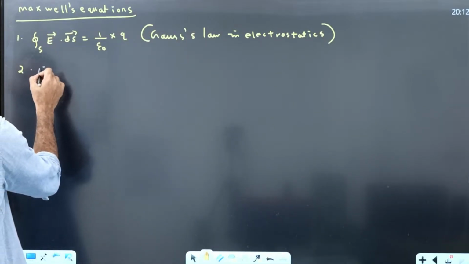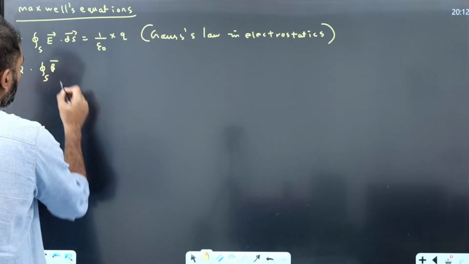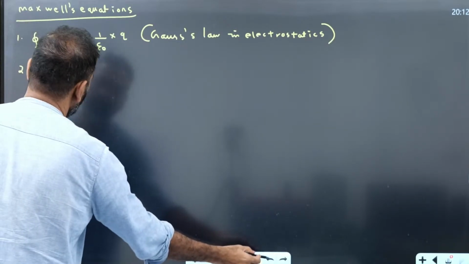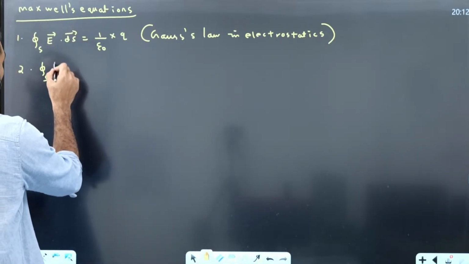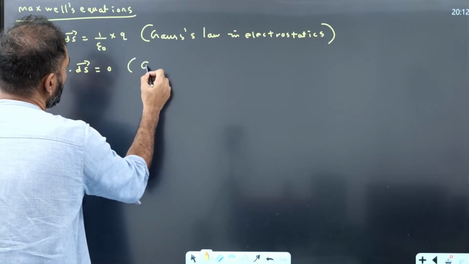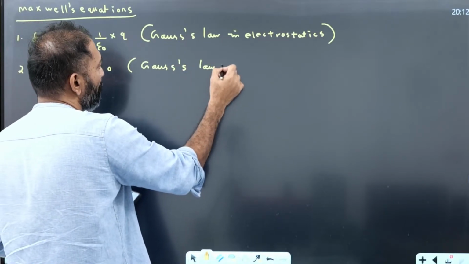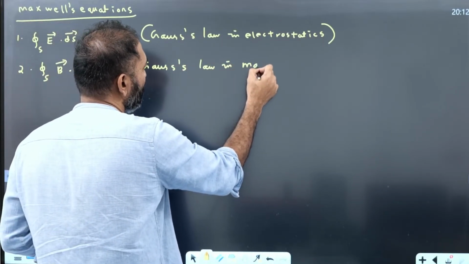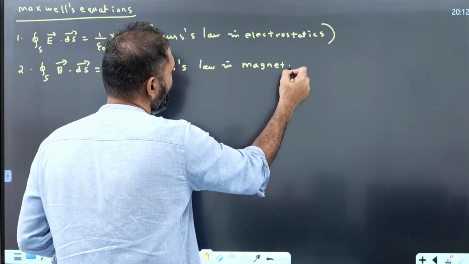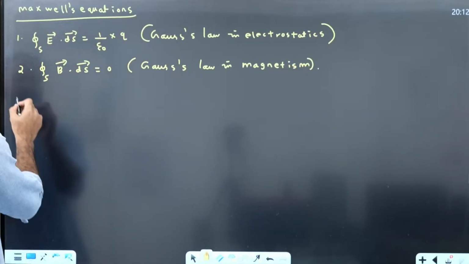Second, integral over S B vector dot dS vector is equal to 0. This is what? Gauss's law in magnetism. This order is also important. You cannot write it in your own order. Have to follow this order. This is the second Maxwell equation, which is Gauss's law in magnetism.